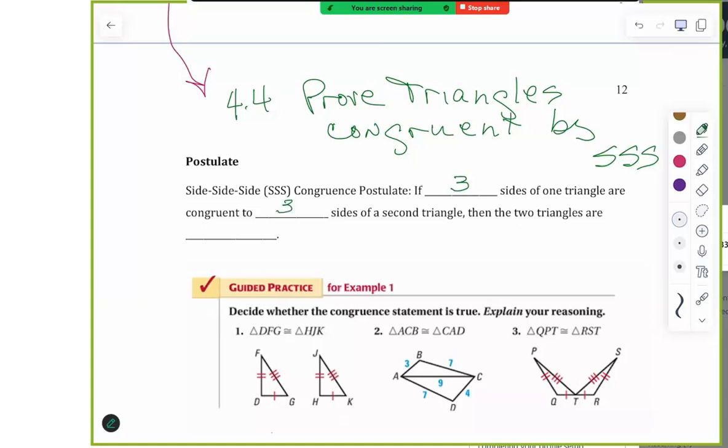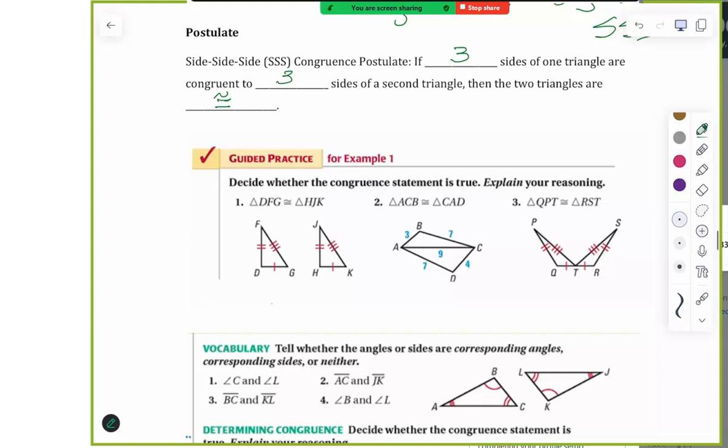to the 3 sides of a second triangle, then the 2 triangles are congruent. So that means that even if you have no information about their angles, if you know the sides are equal, you know the triangles are congruent. Okay, that's how this is a little bit different, because in the first 2 sections you had to know that everything was equal in order to say the triangles were congruent. Now we're saying if you have 3 equal sides between the 2 triangles, they are congruent.